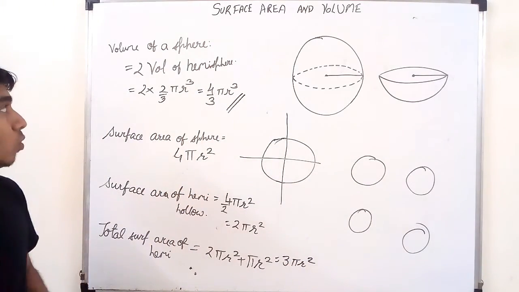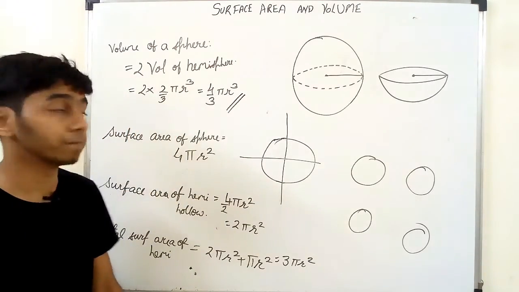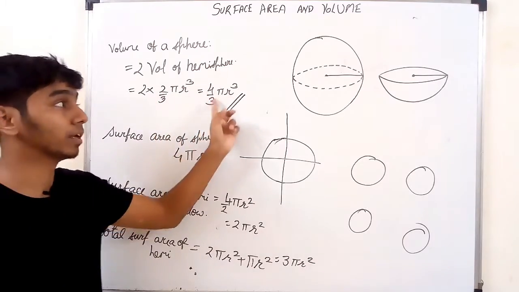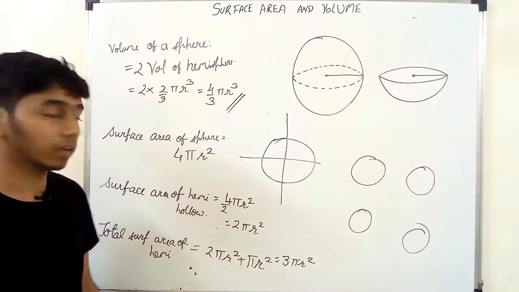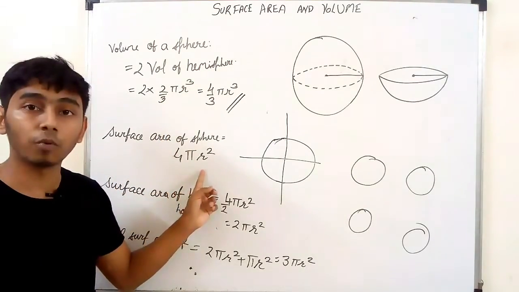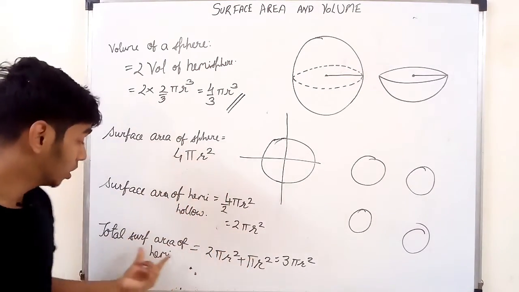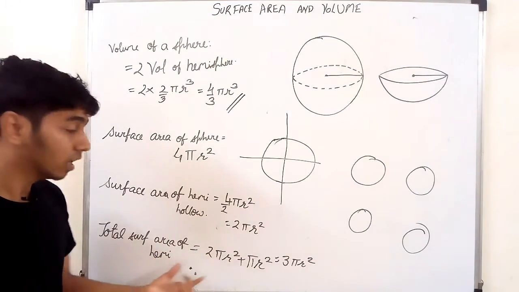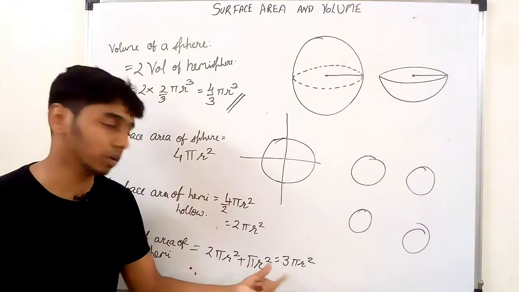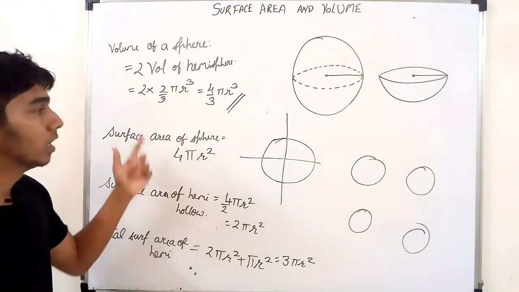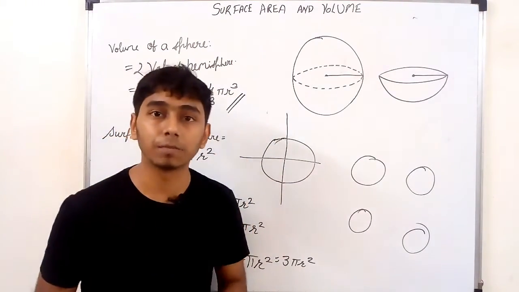Okay, so I hope you have understood how to find the volume of a sphere. It is equal to 2 times the volume of a hemisphere, which is 4 by 3 pi r cube, and the volume of a hemisphere is 2 by 3 pi r cube. Same way, the surface area of a sphere is 4 pi r square, and the surface area of a hollow hemisphere is 2 pi r square, but the total surface area of a hemisphere is 2 pi r square plus the above surface pi r square, which is 3 pi r square. So we'll solve some questions based on this.